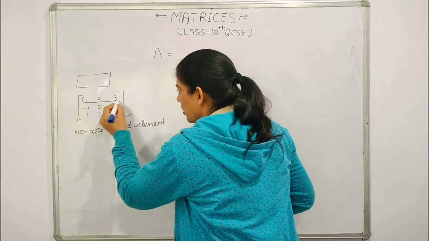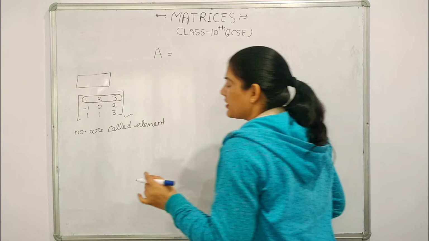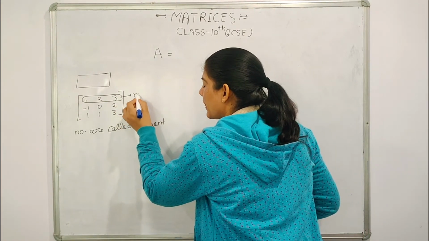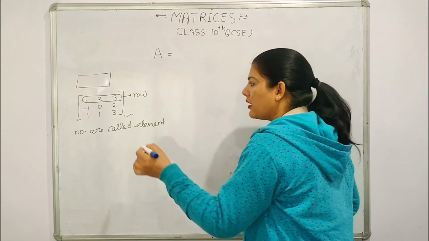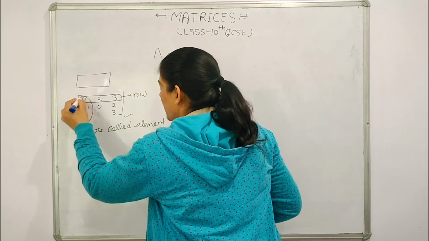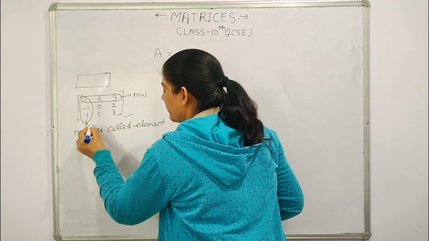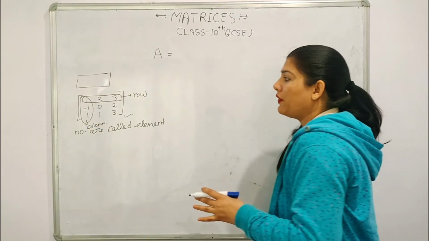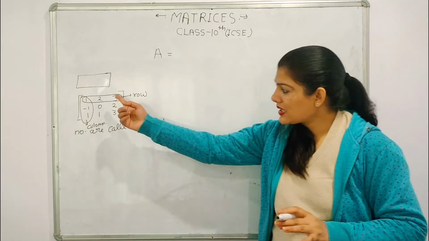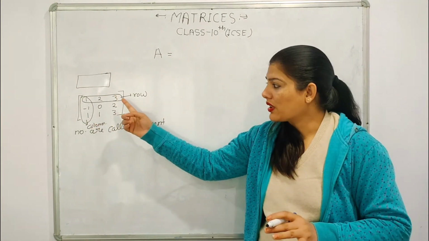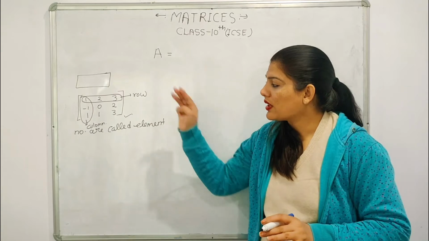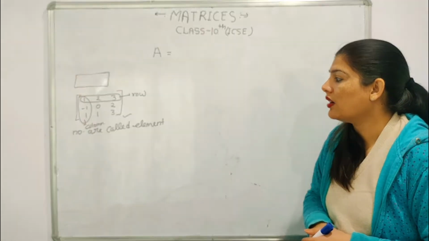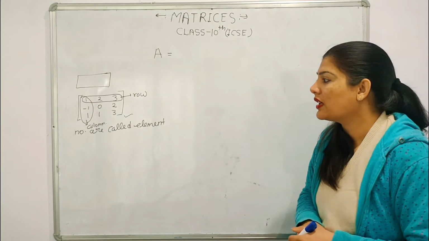While the horizontal arrangement of the numbers is called a row, and the vertical arrangement is called a column. So if the number of rows is equal to the number of columns, as you can see here, there are 3 rows and 3 columns, then this becomes a square matrix.